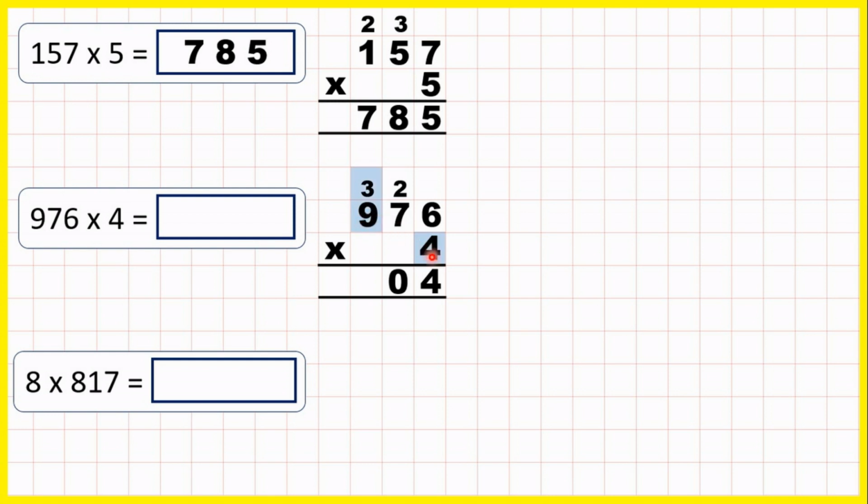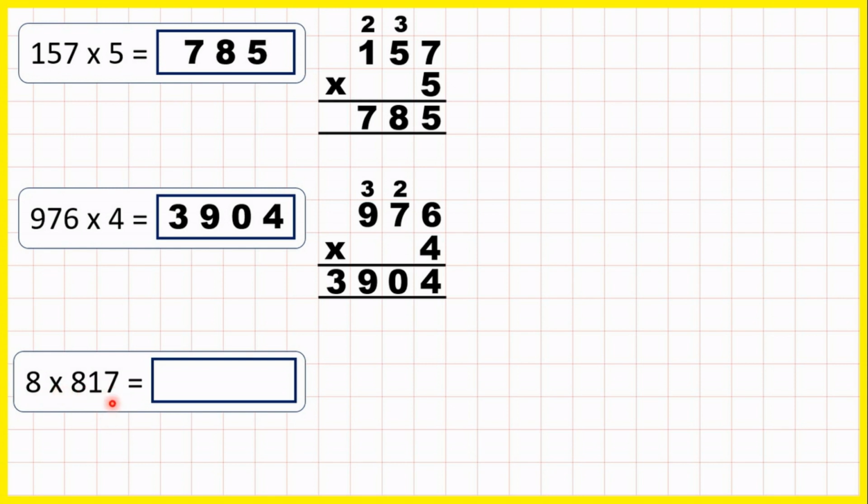9 times 4 is 36, and then we need to add the 3, and 36 plus 3 is 39, which, because we don't have any more digits to multiply, we can just write in our answer line. So 976 times 4 is 3,904.